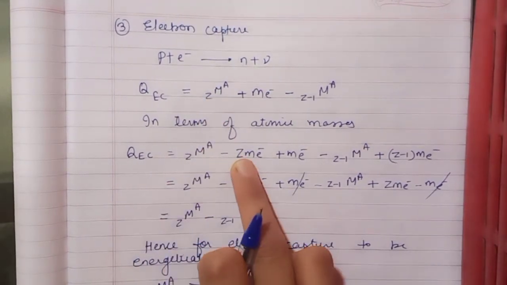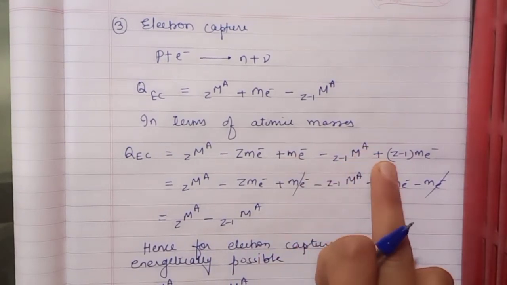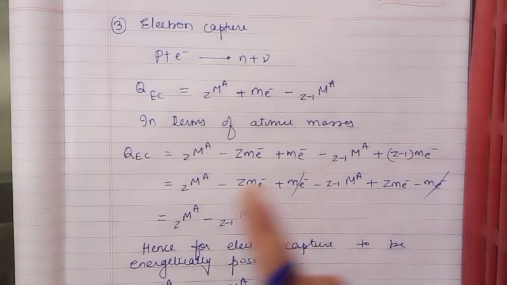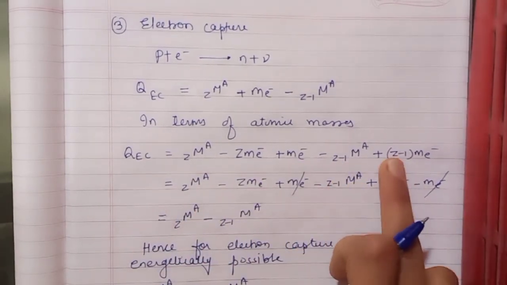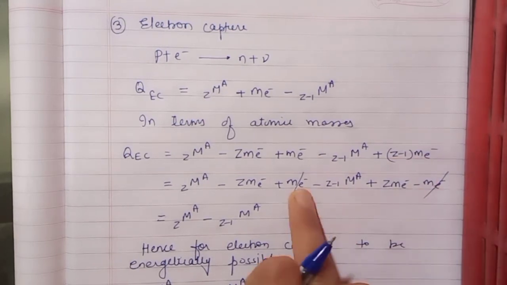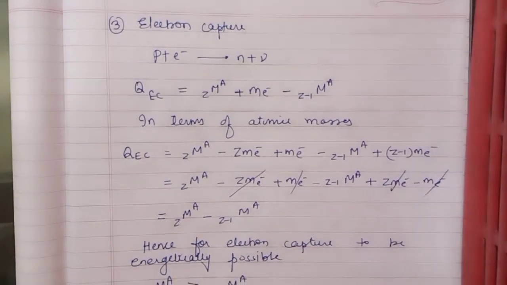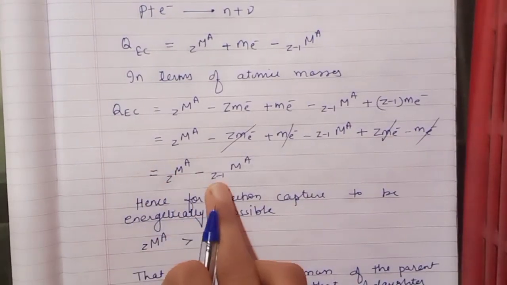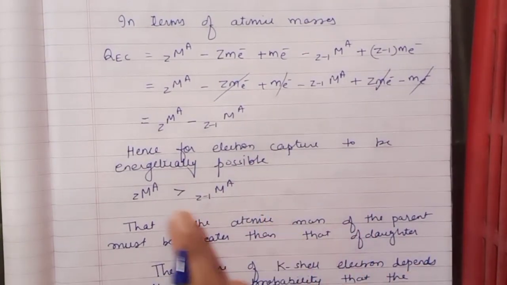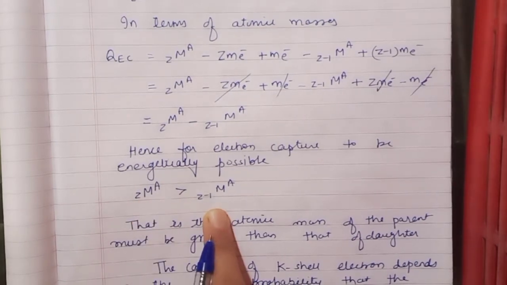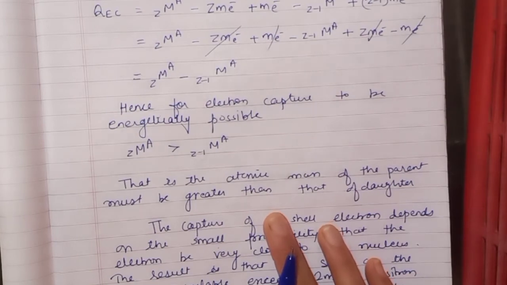So ZMA minus Z times the mass of electron plus the mass of electron minus (Z minus 1) MA, minus minus plus, so (Z minus 1) times the mass of electron. So ZMA minus ZME plus the mass of electron minus (Z minus 1) MA, Z into ME minus ME. Minus ME plus ME cancel. Z times the mass of electron, Z times the mass of electron will also get cancelled, and I will get ZMA minus (Z minus 1) MA. So hence, for electron capture to be energetically possible, the mass of the parent nucleus should be greater than the mass of the daughter nucleus. That is, the atomic mass of the parent must be greater than that of the daughter nucleus.